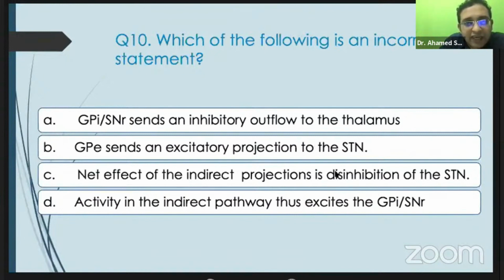Net effect of indirect projection is disinhibition of subthalamic nucleus. True. Yes, because two arrows come, so positive. So disinhibition of subthalamic nucleus. True. In the same way, in the direct pathway, there is disinhibition of the thalamus. That MCQ also could come. Activity in the indirect pathway that excites the GPA and SNR. That is also true, because subthalamic nuclei will excite the GPA and SNR. So that is also true.